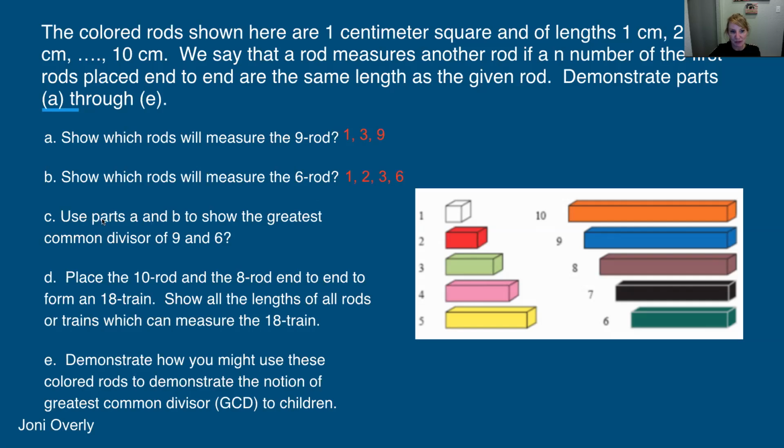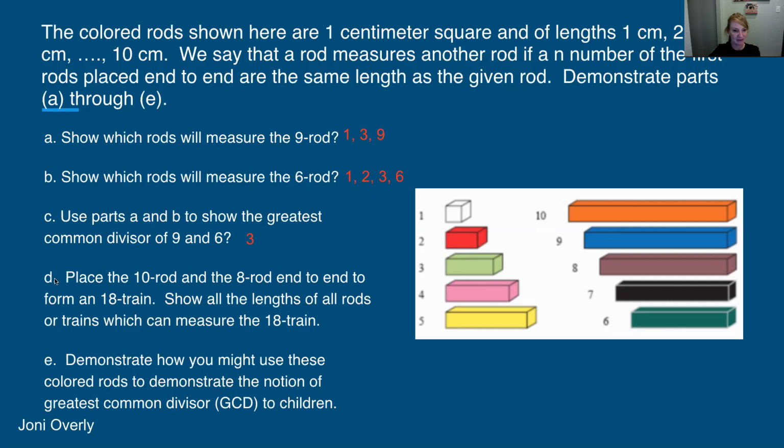Now, we're going to use parts A and B to show the greatest common divisor of 9 and 6. So let's look at this. 1, 3, 9, 1, 2, 3, and 6. What do we see that is in both, and is the highest number of both? Well, there's 1s in both of them, yes. Is there a 2 in both of them? No, but there is a 3 in both of them. So we will have that as our 3. That is our greatest common divisor of 9 and 6. All right.